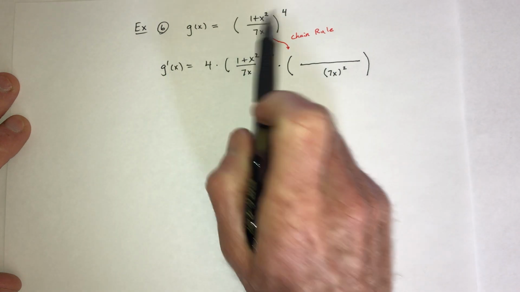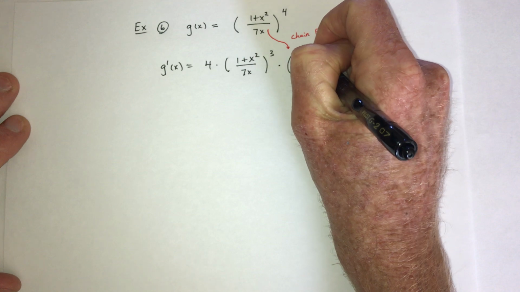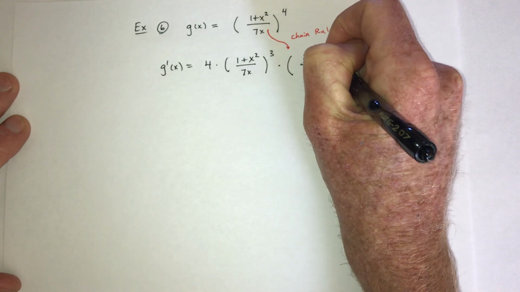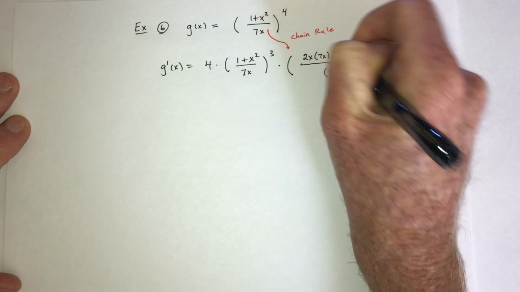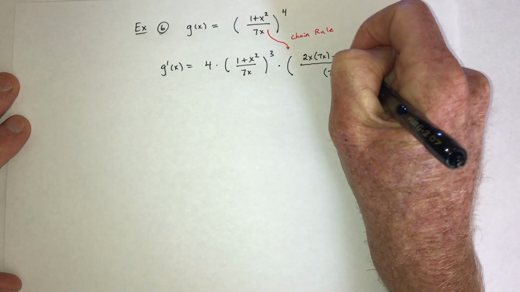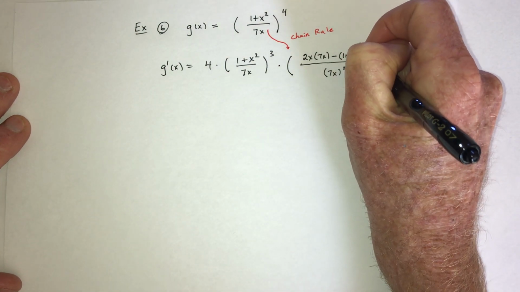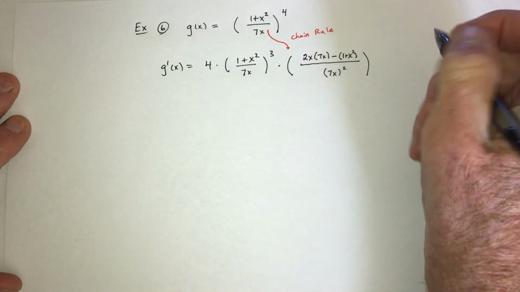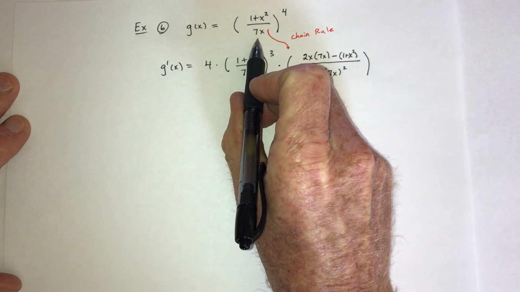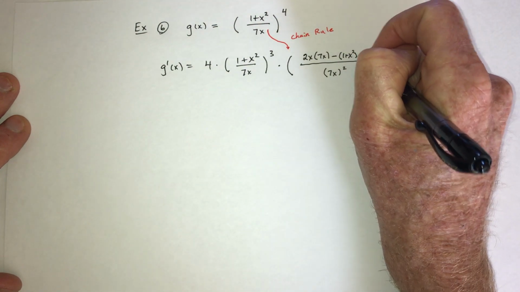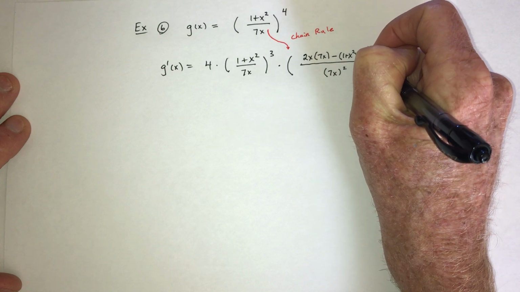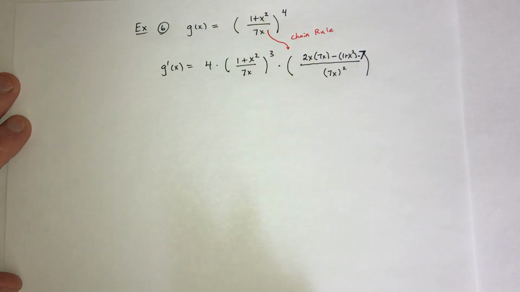So that's going to be a 2x. And then that gets multiplied with the denominator minus, leave the 1 plus x squared alone, and then take the derivative of the 7x, so that's just a 7. And I just barely have enough space to fit it in there.